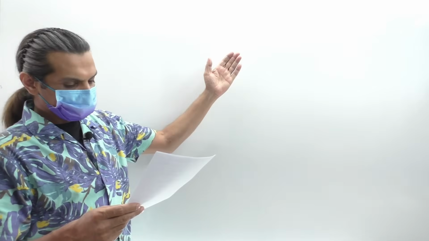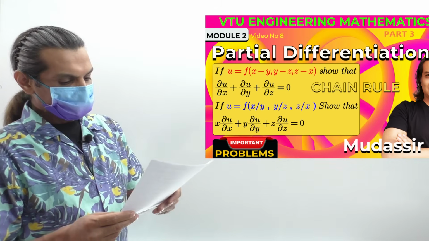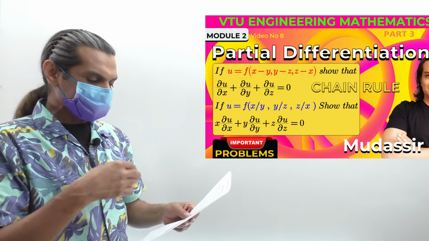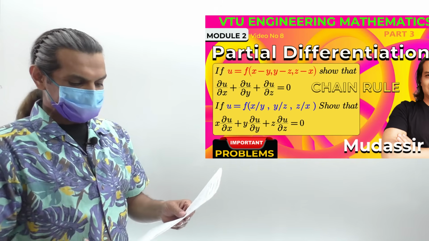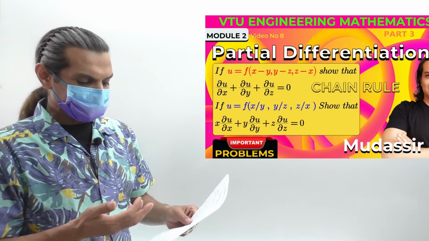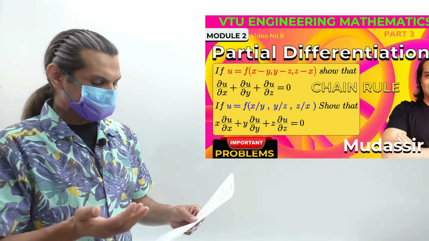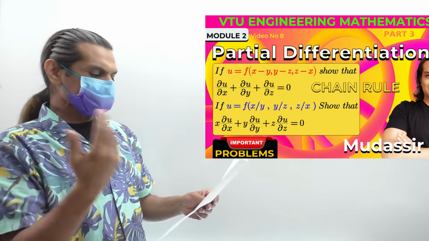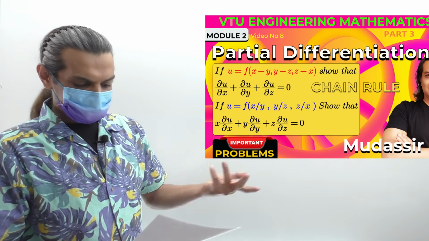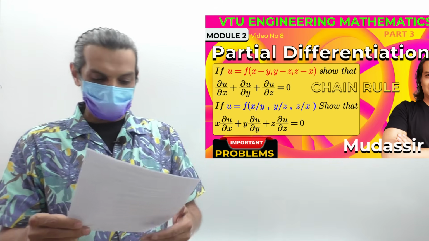So a similar question I solved. The question is similar here, only the difference is it's directly given u is equal to f of x by y, y by z and z by x, and show that x dou v by dou x plus y dou v by dou y plus z dou v by dou z is equal to 0. The question is similar to this question. So the link is given in the description below.